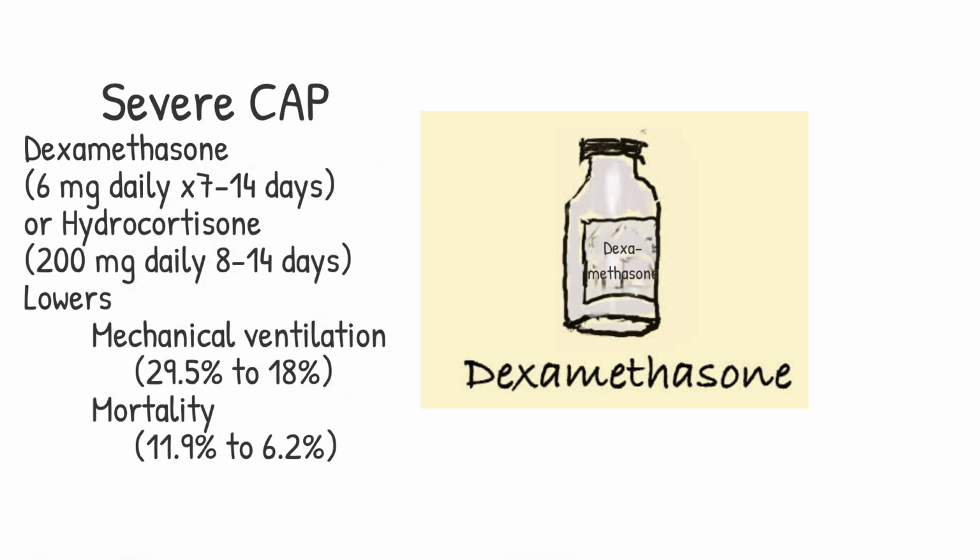Recent meta-analysis reveals that corticosteroids are helpful in patients with severe community-acquired pneumonia, improving oxygen exchange by reducing inflammation, and corticosteroid administration has been associated with a reduction in the need for mechanical ventilation from 29.5% to 18% and reduced mortality from 11.9% to 6.2%.